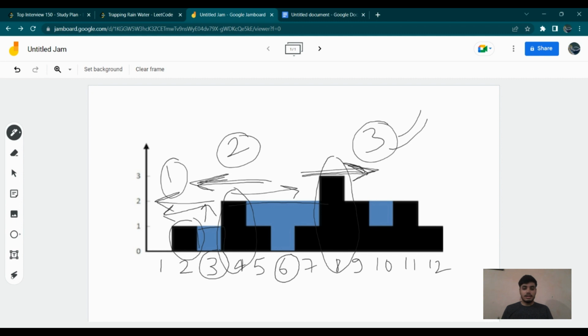This is the main condition which we have to understand: we have to find the maximum height from the left and right side, and take the minimum of the two, because if you fill above it, it is going to overflow.